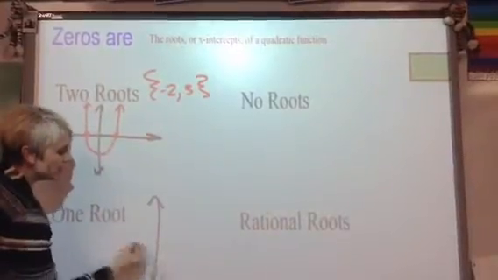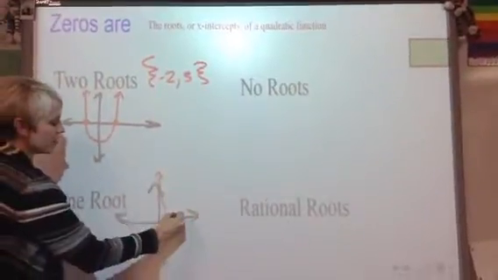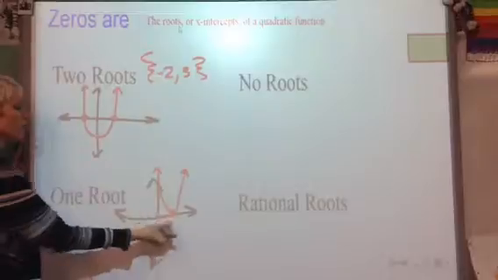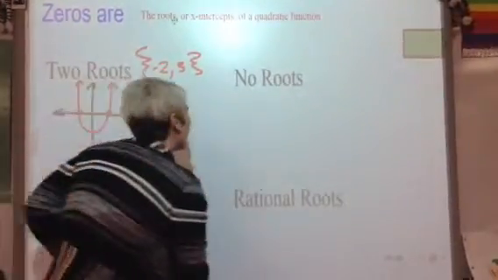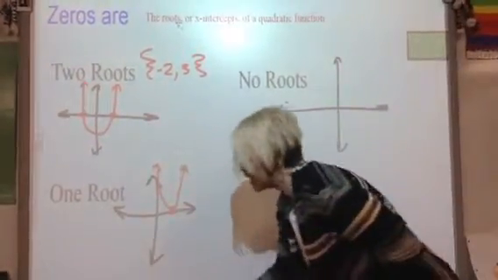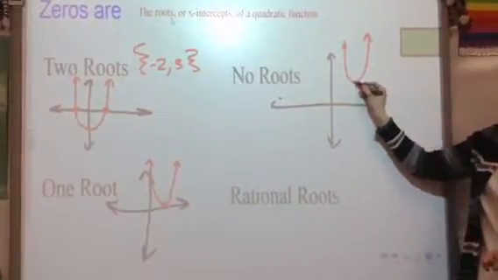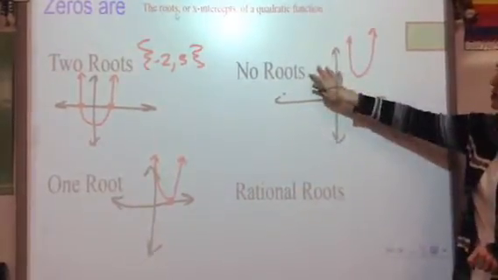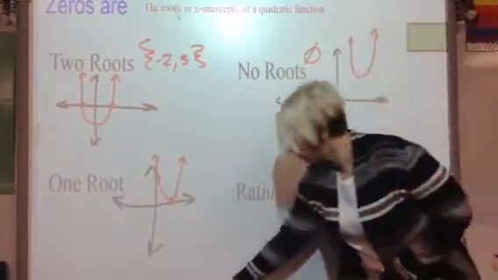One root is going to be a type of parabola that literally sits on the x-axis. So for example, it'll look something like this. And so it just has one root, one solution, because it just touches the x-axis in one spot. No roots is going to be a parabola that's up in the air. What I mean by that is it's going to have a vertex that is maybe in a quadrant, and it's not going to touch the x-axis at all. So this is what we call no roots, or no solution, or empty set.